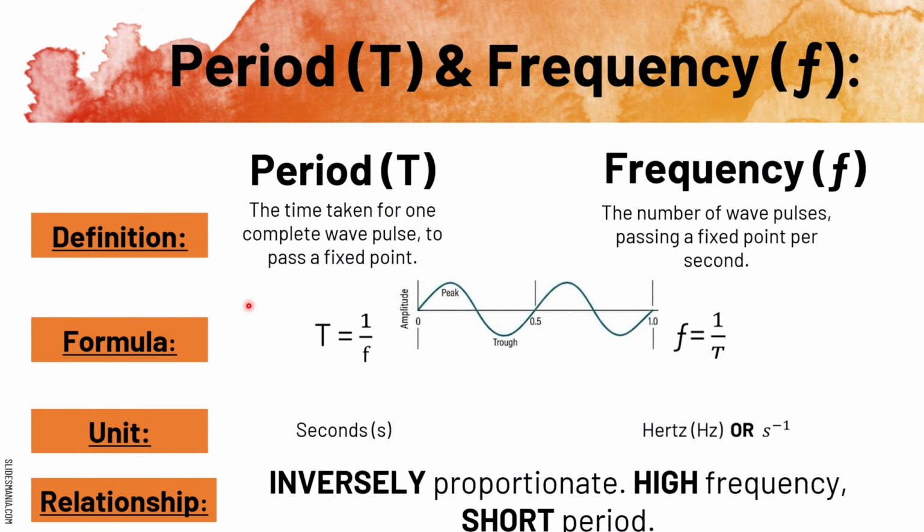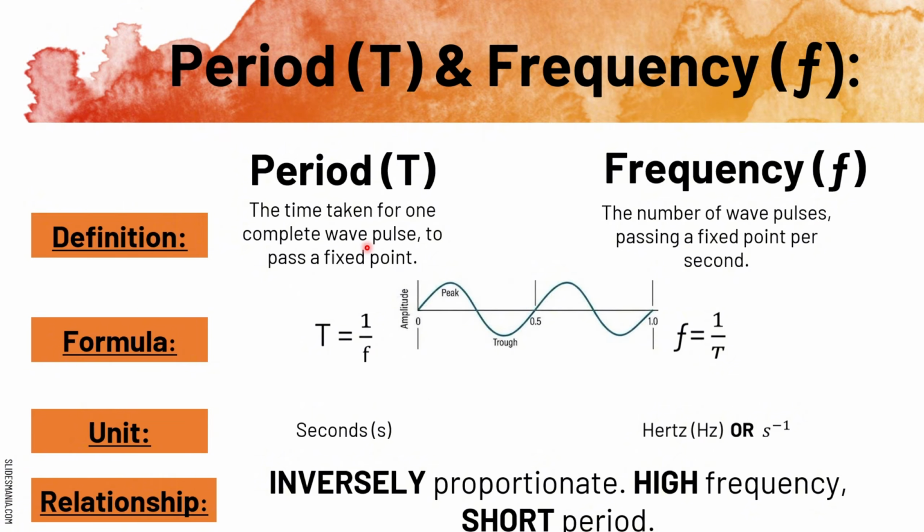So the definition says that period is the time taken for one complete wave pulse to pass a fixed point or to pass a specific point, while frequency is the number of wave pulses that's going to pass a fixed point per second. Now, in simple terms, period refers to how long it's going to take for one complete wave pulse to pass a point, while frequency looks at how many wave pulses are going to pass a specific point in 1 second. So let's quickly look at this illustration here in the middle.